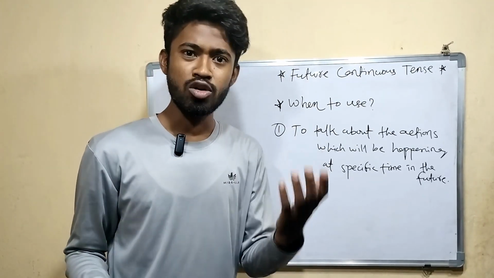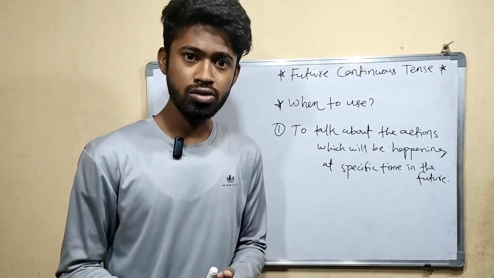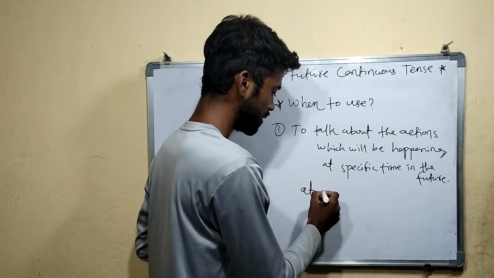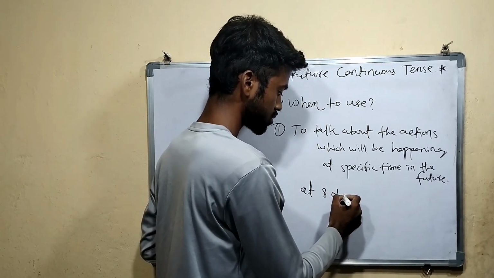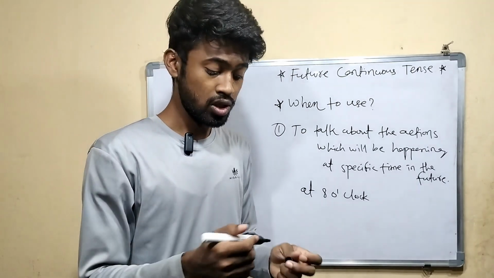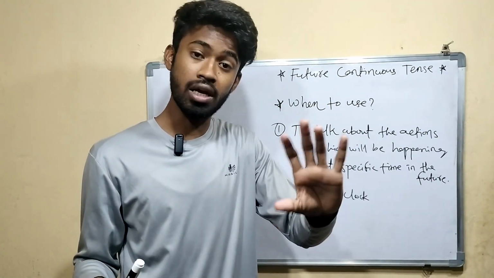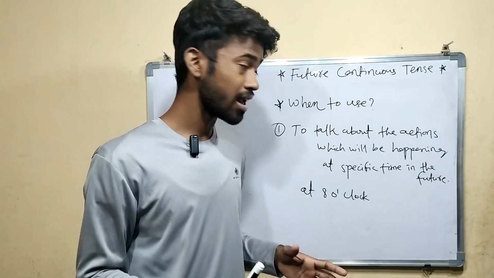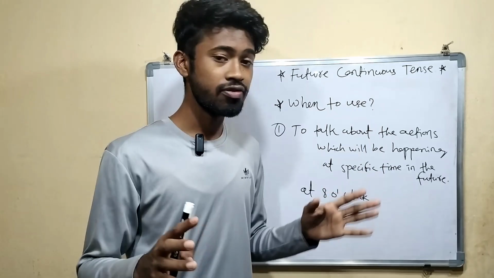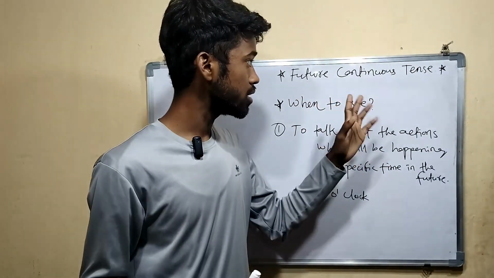At 8 o'clock tomorrow I will be going to school. Now see, at 8 o'clock, this is a specific time, right? So this is a specific time in the future. At this time one action must be in progress. To tell about that action we use future continuous tense. So this is the use of future continuous tense.